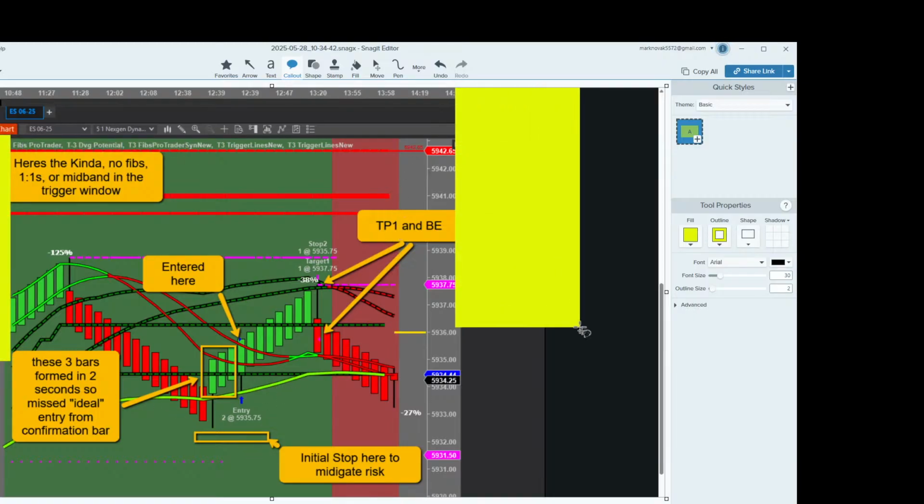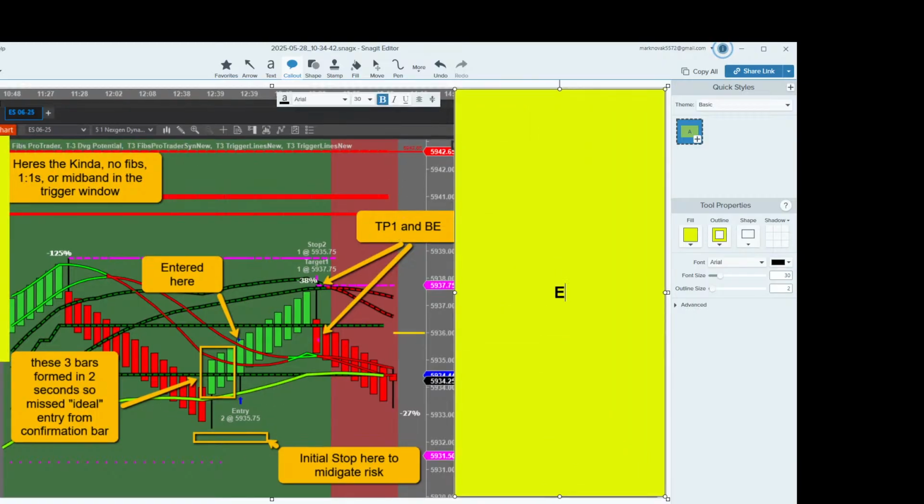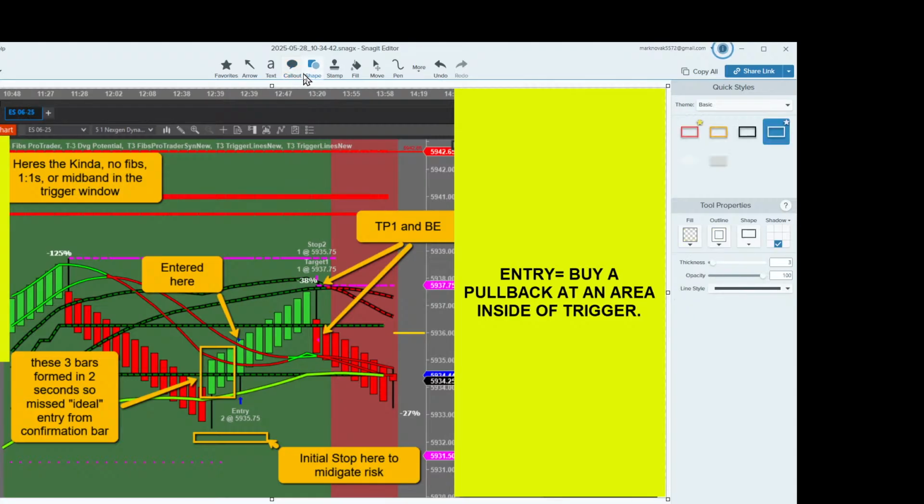His small chart entry rules says buy a pullback at an area inside of triggers. Do you guys notice that his only area is on the wrong side of the triggers, where the market shouldn't go, where the advantage is gone, where rule number 3 isn't met? Does that make sense, everybody?